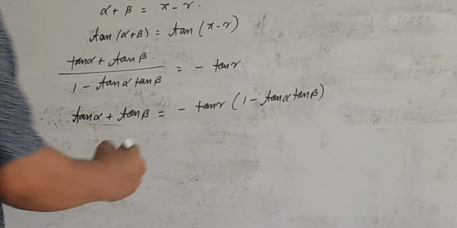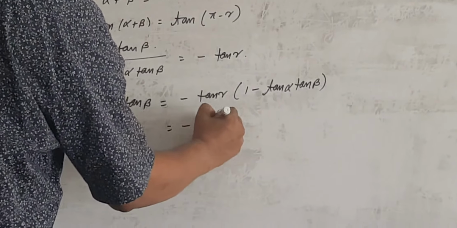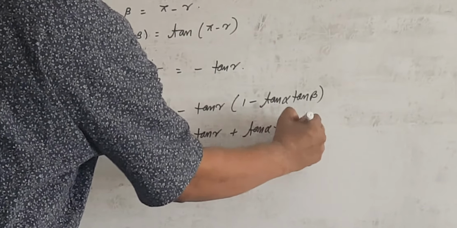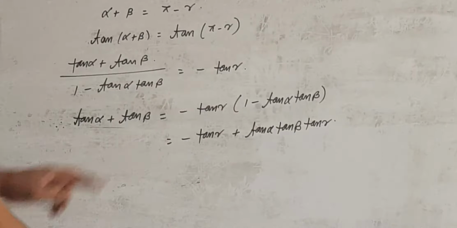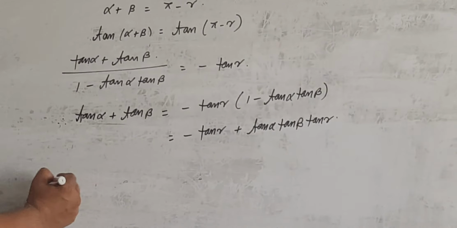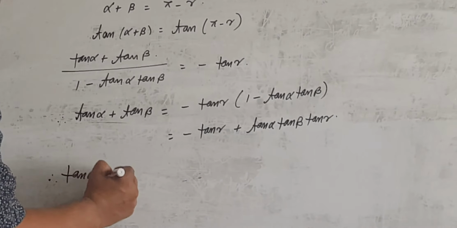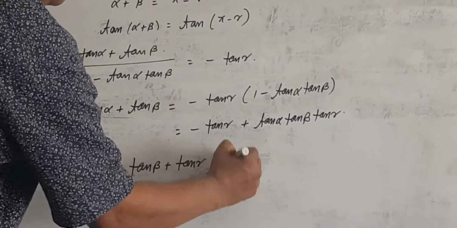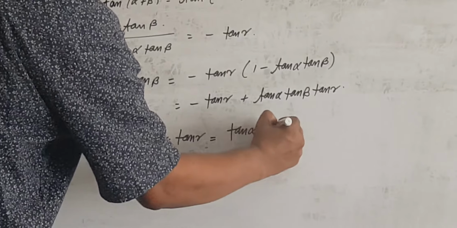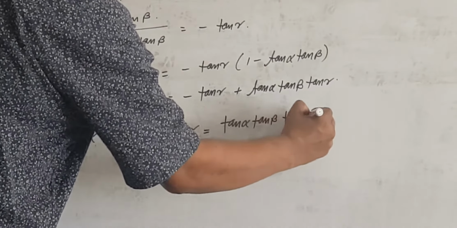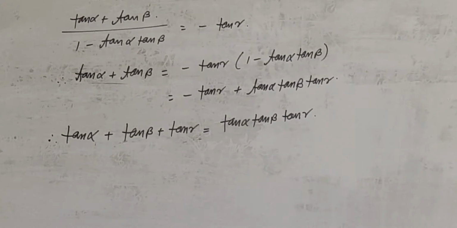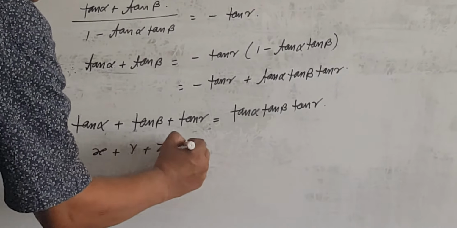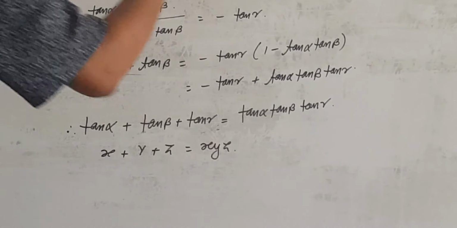If we expand, then it should be what? Minus tan gamma plus tan alpha tan beta tan gamma. Minus tan gamma, we take this side, so it will be like this. The result from trigonometry: tan alpha plus tan beta plus tan gamma equal to tan alpha tan beta tan gamma. If I keep the values of tan alpha, beta, gamma as x, y, z, it is x plus y plus z equal to xyz.